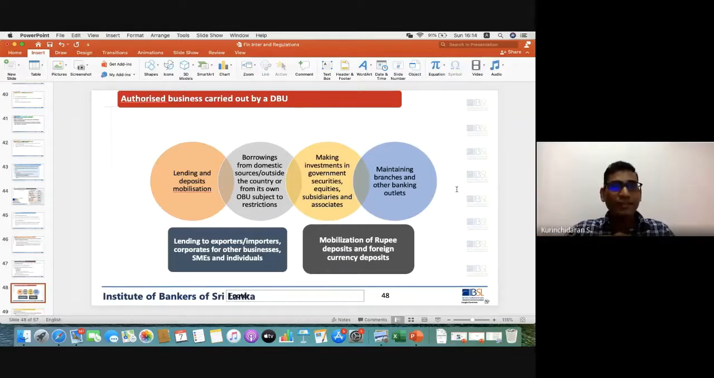Now here, under the Banking Act, it says authorized business carried out by a DBU. What are the business activities carried out by a DBU? One is lending and deposit mobilization, borrowing from domestic sources or outside the country or from its own OBU subject to restrictions, making investments in government securities, equities, subsidiaries, and associates, maintaining branches and other banking outlets. Right? This is the DBU business. Lending to exporters, importers, corporates for other business, SMEs and individuals. Mobilization of rupee deposits and foreign currency deposits. This also can be done. Right? Okay.